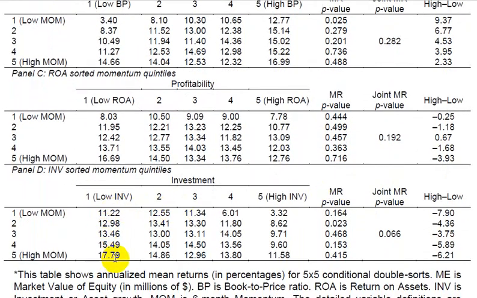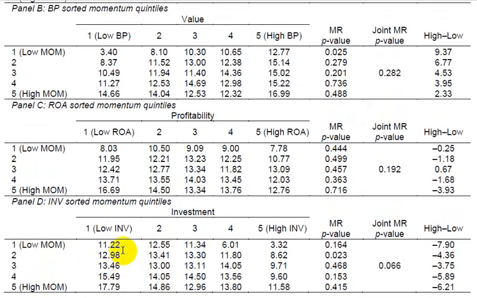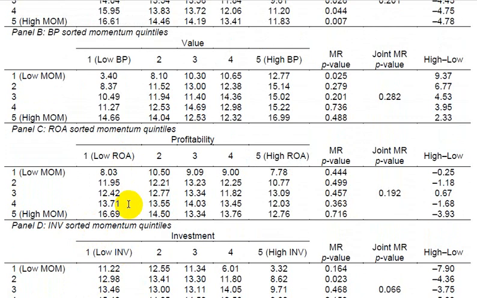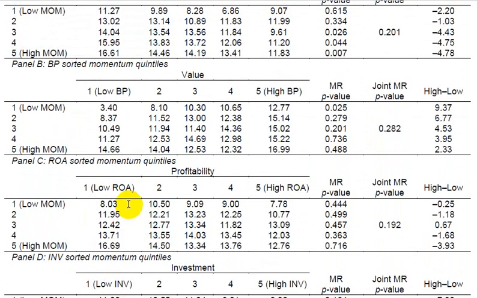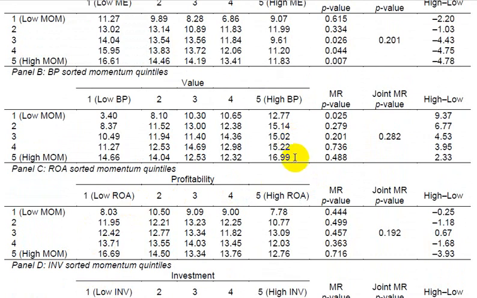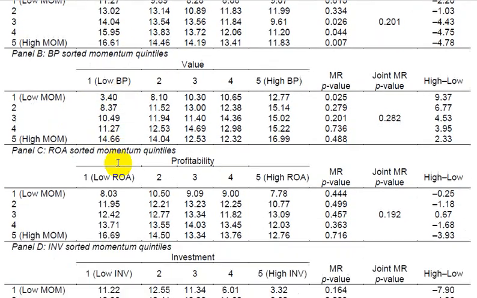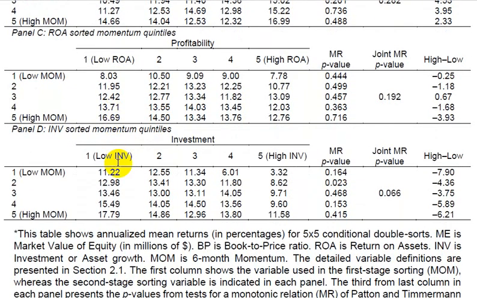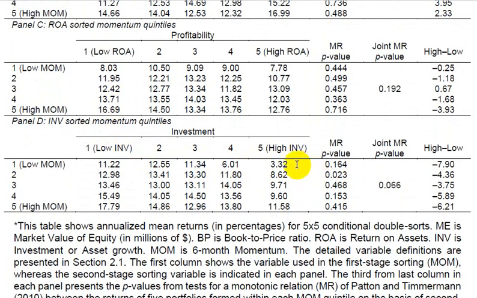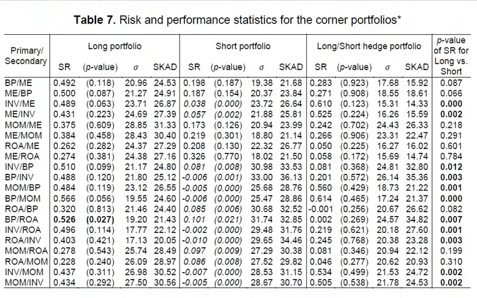looks like the highest returning portfolios seem to be the low investment and high momentum, and that's what we found in the prior table. Also high momentum and low profitability. Also value companies that have high momentum. High momentum with small cap companies. But the types of companies that don't return very well would be the growth companies that have very low momentum. Or high investing companies that have low momentum.